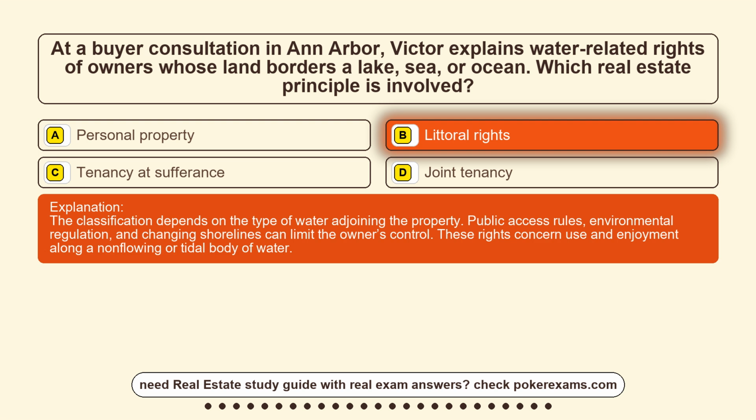The classification depends on the type of water adjoining the property. Public access rules, environmental regulation, and changing shorelines can limit the owner's control. These rights concern use and enjoyment along a non-flowing or tidal body of water.